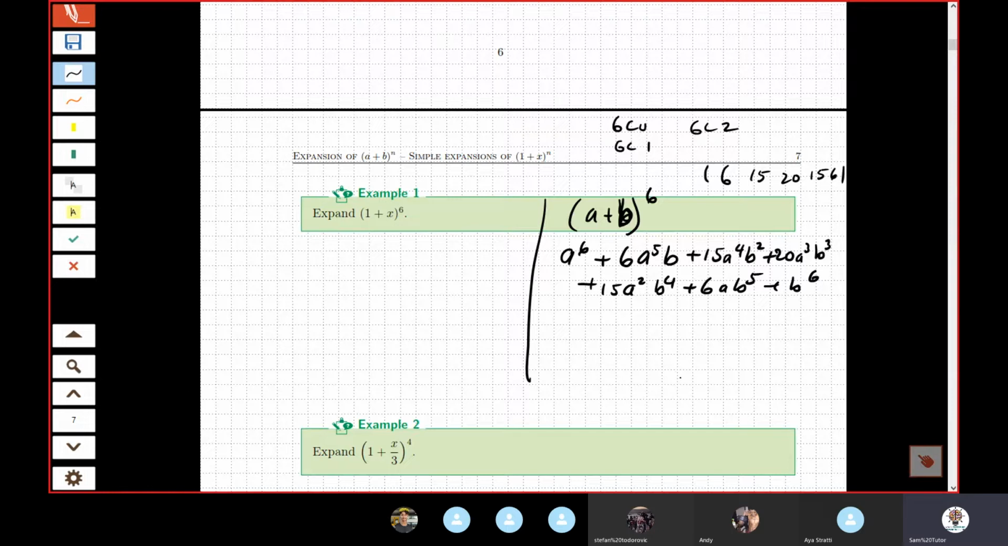Any questions from anyone? And what you can see is all your powers always add up to 6. 6, 5 plus 1 is 6, 4 plus 2 is 6, 3 plus 3 is 6, 2 plus 4 is 6, 1 plus 5 is 6, and 6. So it's always got to add up to 6. All right, let's do it for this one.